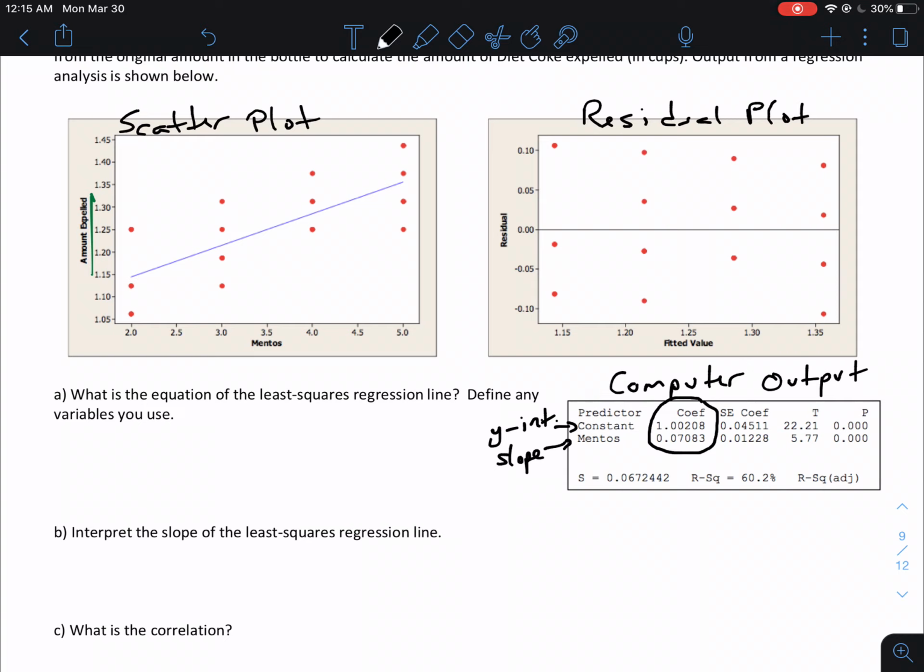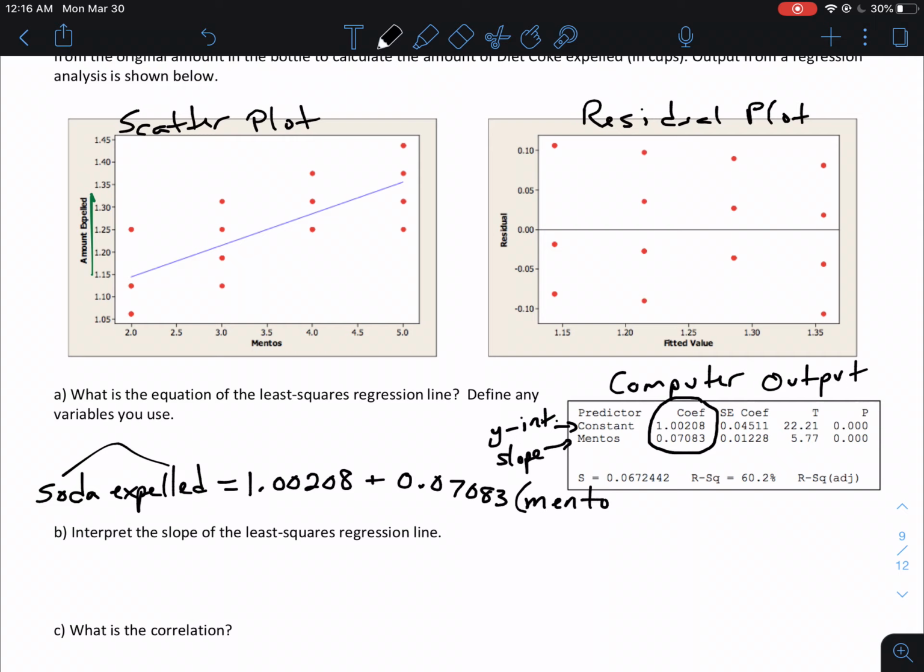When we write our equation, I'm going to do it using the variables that were given. So the amount of soda that was expelled, hat. If you wanted to say y hat, you would just have to later on define that y hat was equal to the soda expelled. It is equal to your y-intercept, 1.00208, plus your slope, which was 0.07083, multiplied by your number of Mentos. If you're choosing to write this as an equation with y and x, that's okay. Just make sure you define those later on. If you use the actual terms and context in your equation, you don't have to do that, which is nice.